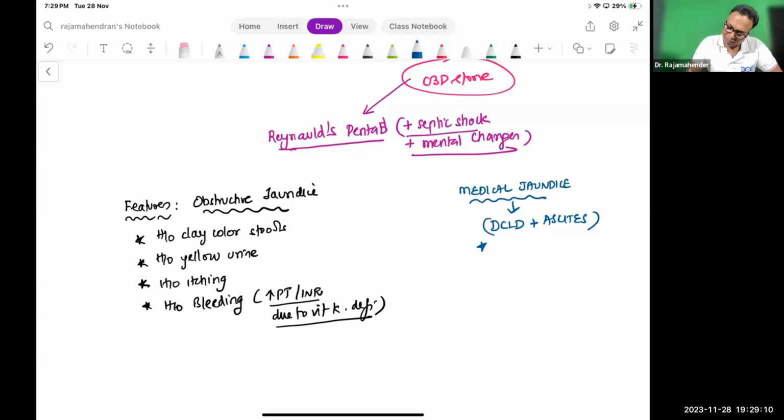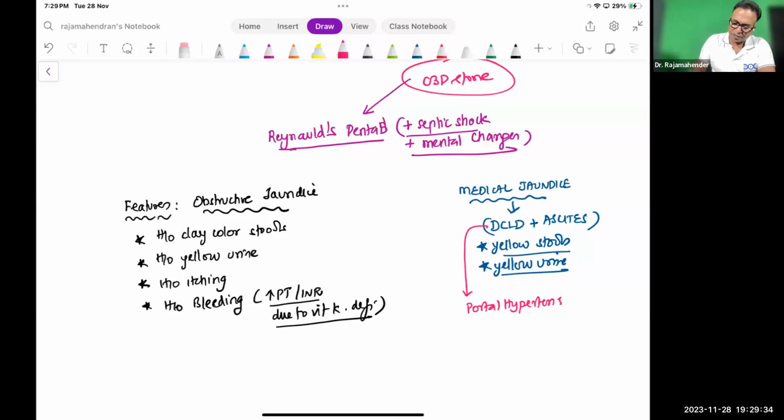Very important point, they will have yellow stools only. They won't have clay stools. They have yellow stools. They have yellow urine. Okay, they have yellow urine and yellow stools. Both are yellow in medical jaundice. So medical jaundice patients will have features of DCLD. DCLD features, I hope you know, are otherwise the features of portal hypertension.